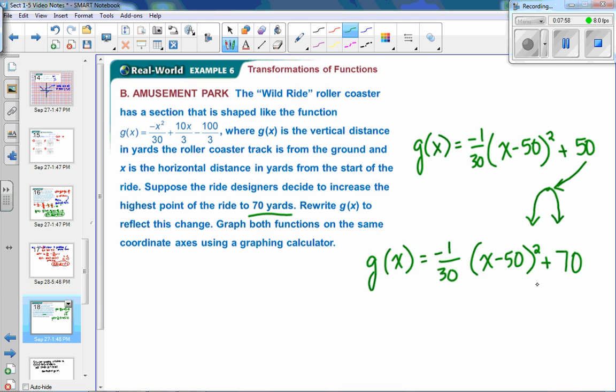So you could verify this on your calculator. That's what they had actually said to do. I'm not going to take the time to do that, but you would see that this indeed goes up 20 additional yards.